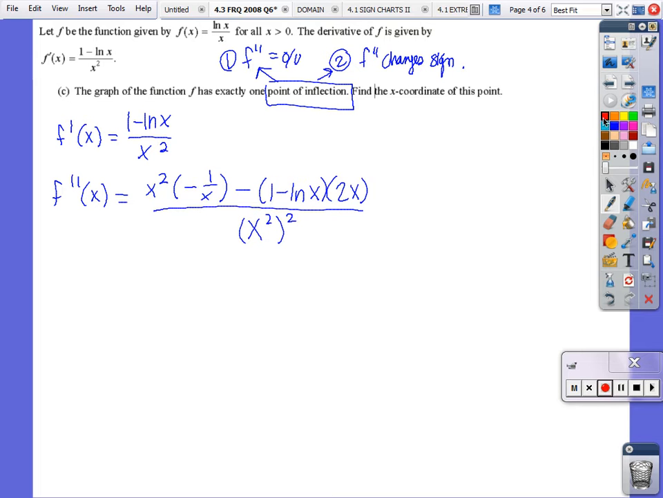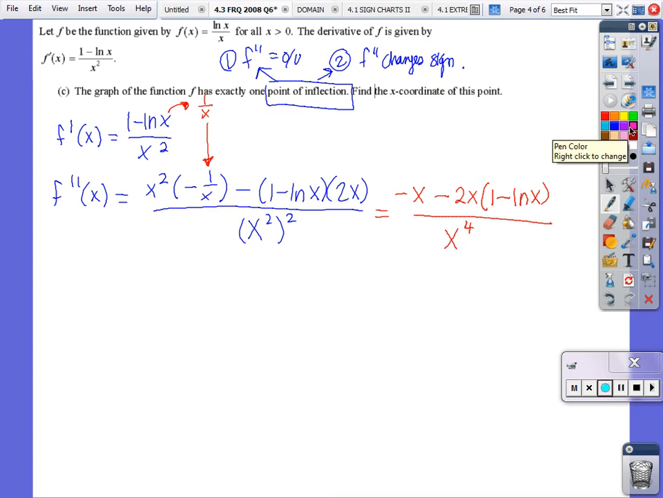Now, I'm hoping you didn't get lost here. Remember, the derivative of ln of x is just 1 over x. And the negative being there is where I'm getting this value from. So we get negative x squared over x, which is negative x, minus 2x times (1 minus ln of x), and the whole thing over x to the fourth.